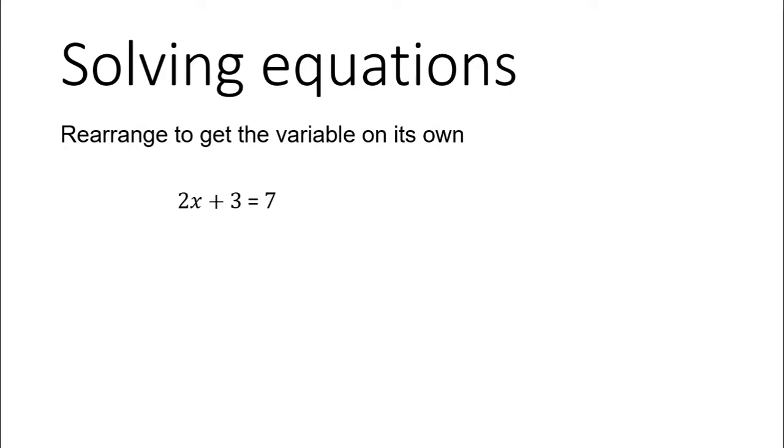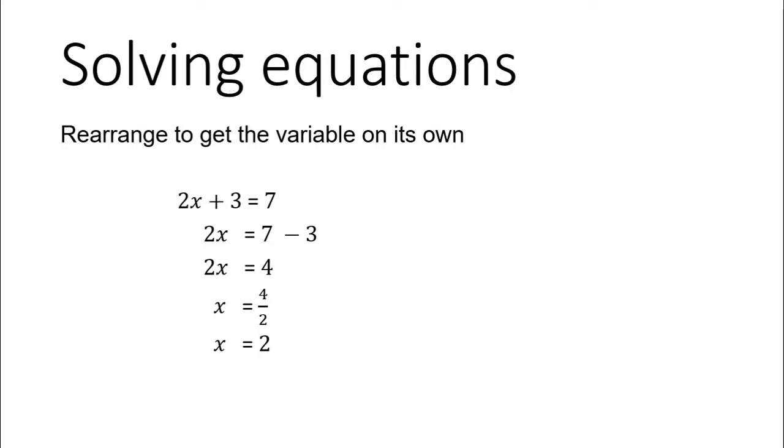First, I'll get rid of the 3. It was adding, so I will subtract. Then I'll get rid of the 2. It's multiplying, so I'll divide. And then I've got my x on its own, and it's simply 2. My answer is 2. When we solve equations, we get a final answer as the value for the variable.